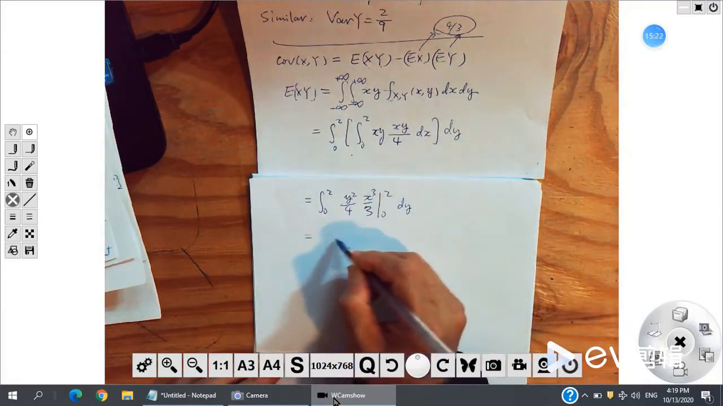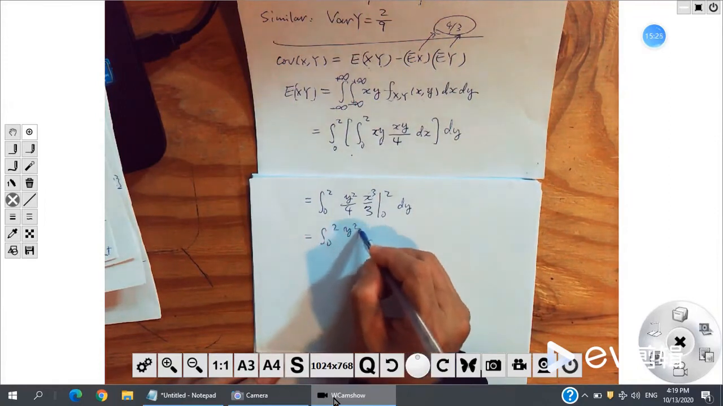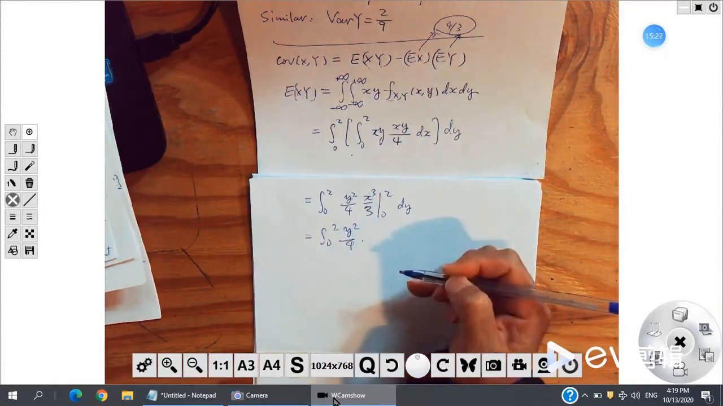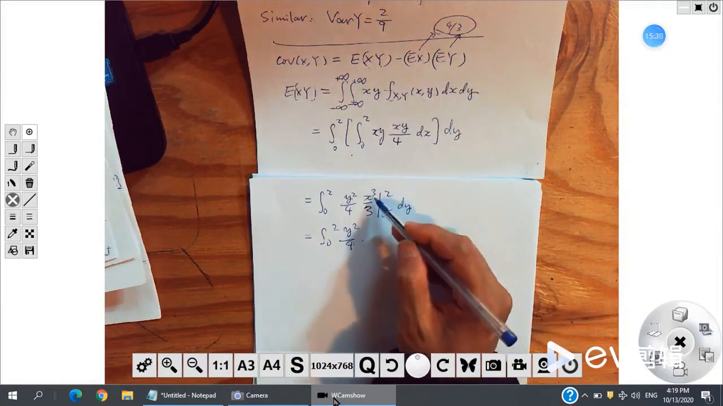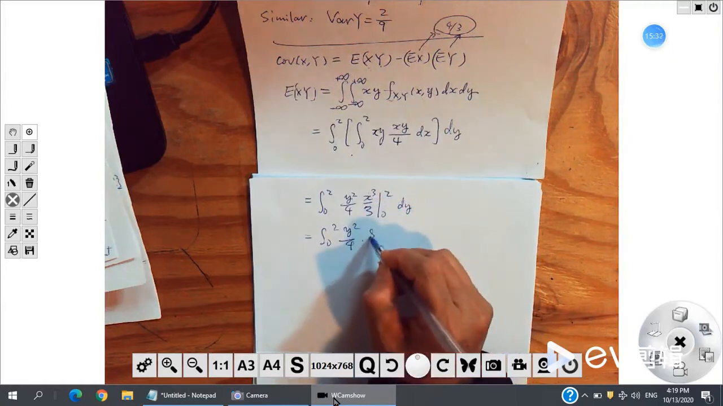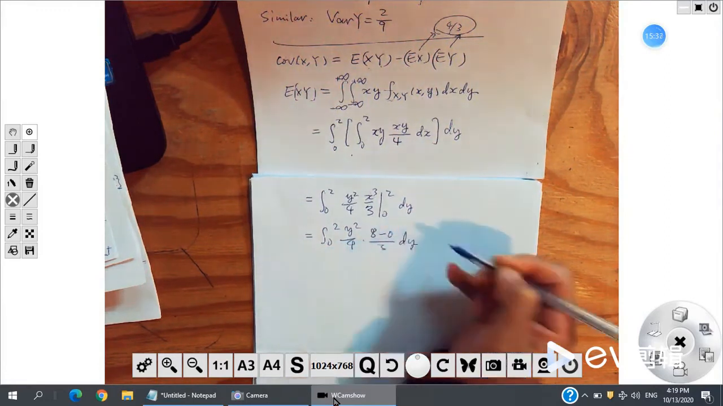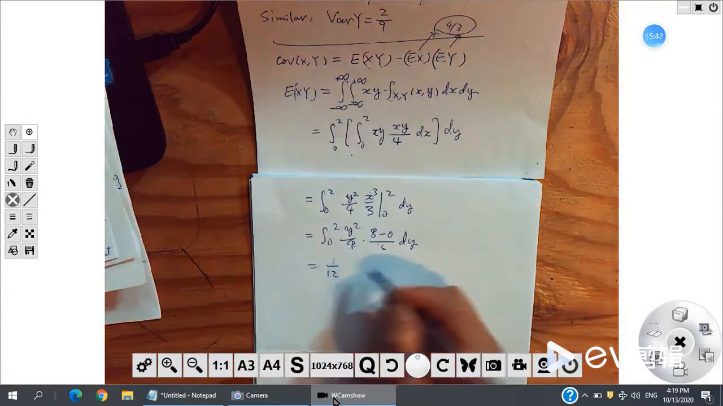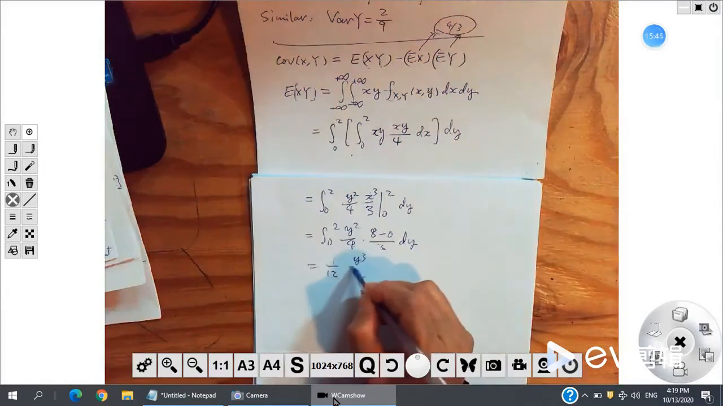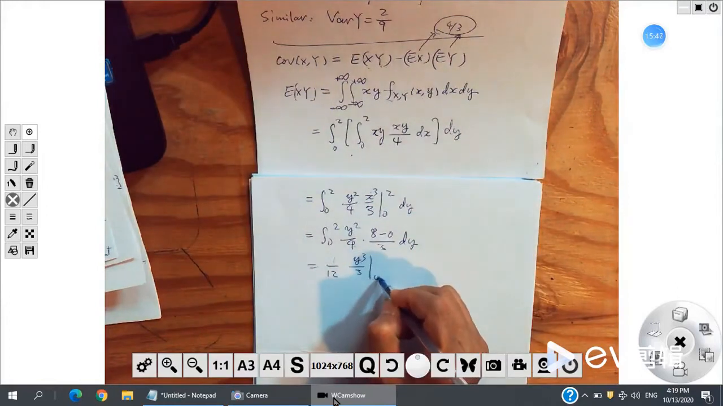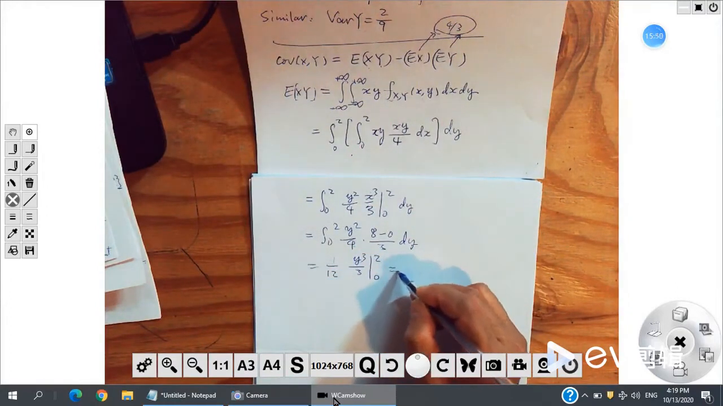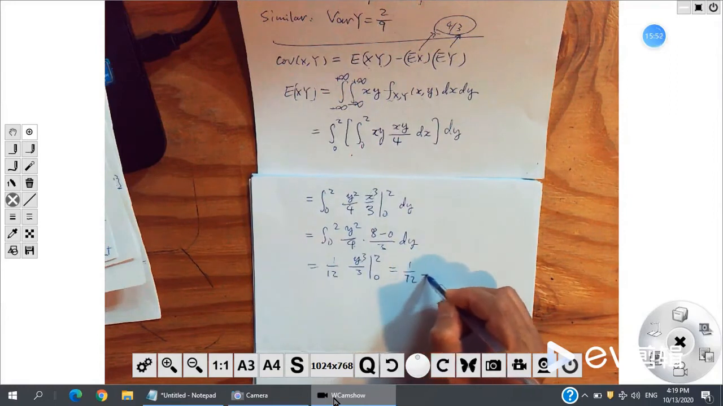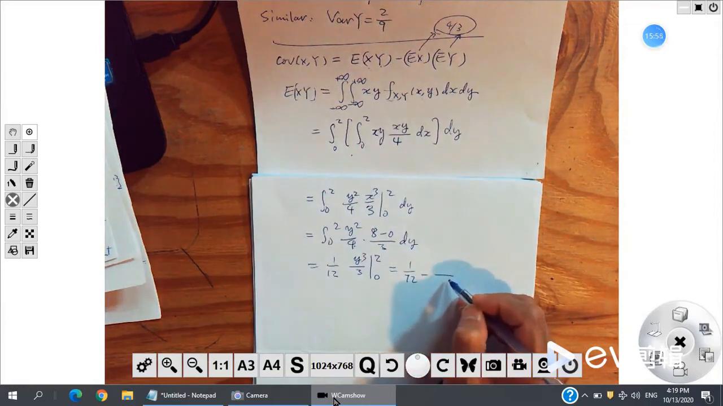This gives us the integral of y squared over 4 times, with x from 0 to 2, I get 8. 8 minus 0 cubed over 3, dy. So this is 3/4 times 12, hmm. And for y squared, we have y cubed over 3 when y runs from 0 to 2. So this is 1/2 times, y is 2, I get 8, 8 over 3.